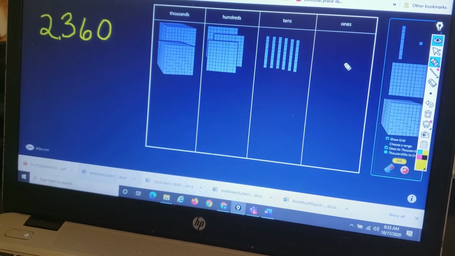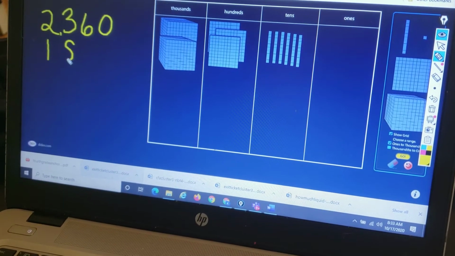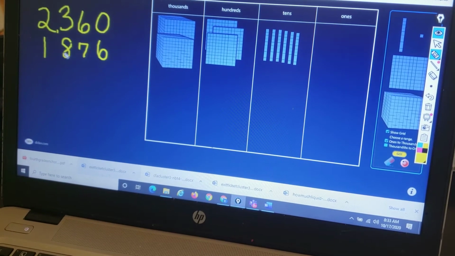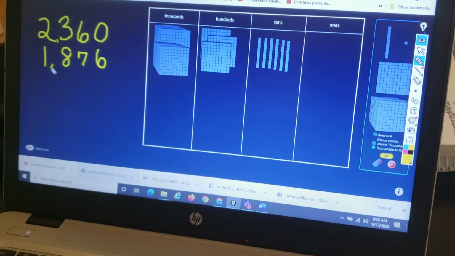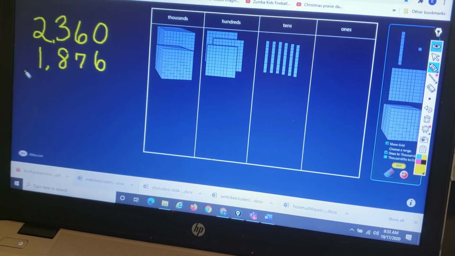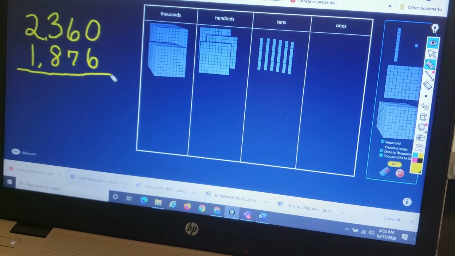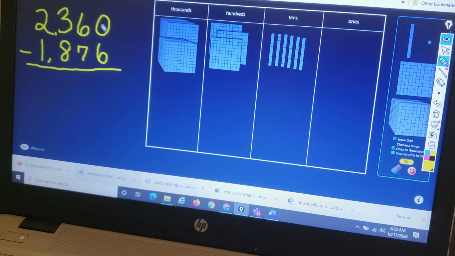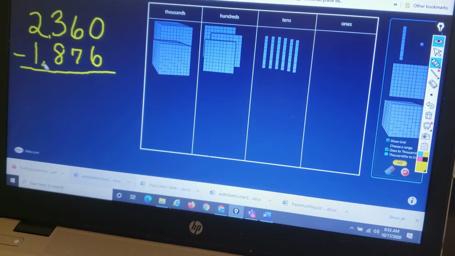Okay, but Mrs. Phillips has to pay her bills. Her bills are $1,876. That's her cable bill, her cell phone bill, her Netflix bill, her water bill, her electricity, and her mortgage. Her mortgage is the amount she pays for her house. Now, we put this long line, which means is equal to. Did you know that? The line means is equal to. And we're going to subtract because she started with 2,360, but we're going to take the 1,876 for her bills away.